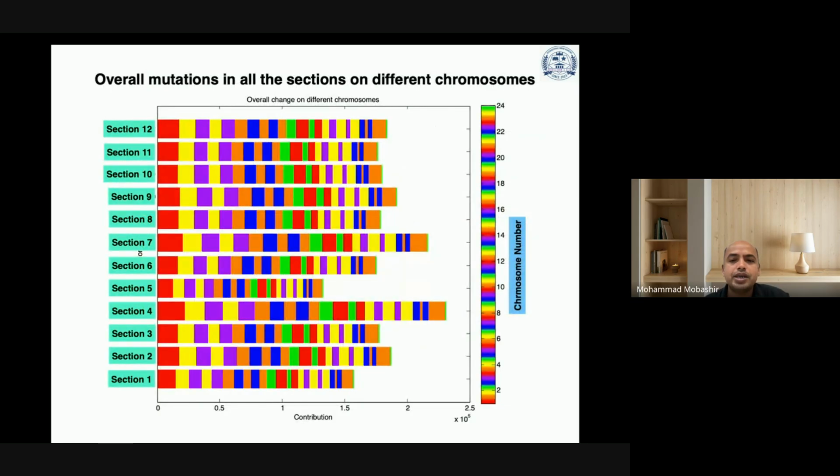Now, if you want to understand the total mutations and their distributions on different chromosomes. For example, chromosome number 1 is showing quite a high number of mutations in most of the sections, and all these different colors are representing different chromosomes and the total number of mutations. The bigger the size means the bigger number of mutations present in different sections on different chromosomes.